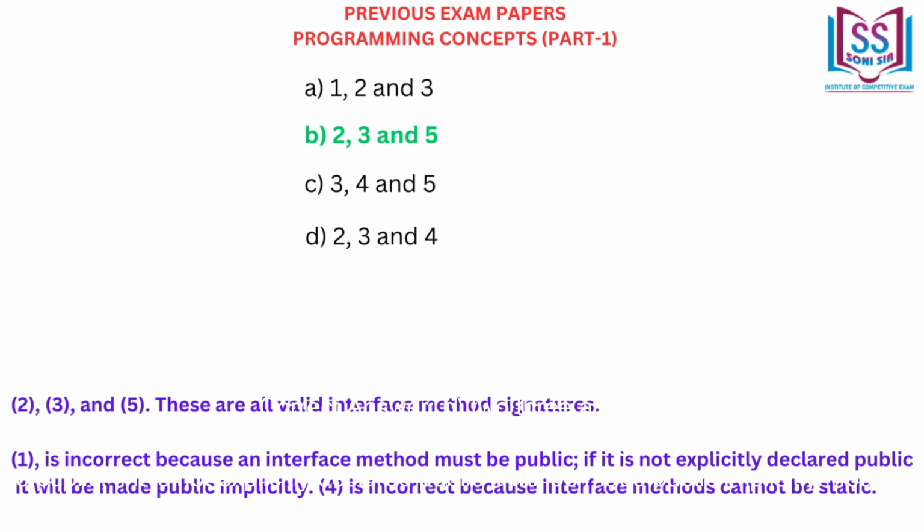These are all valid interface method signatures. 1 is incorrect because an interface method must be public. If it is not explicitly declared public, it will be made public implicitly. 4 is incorrect because interface methods cannot be static.